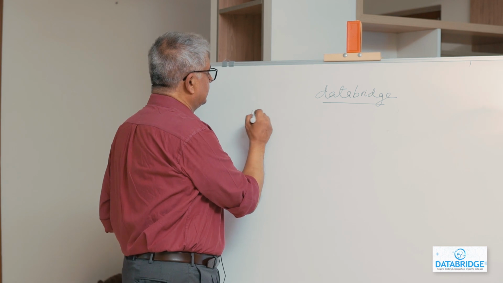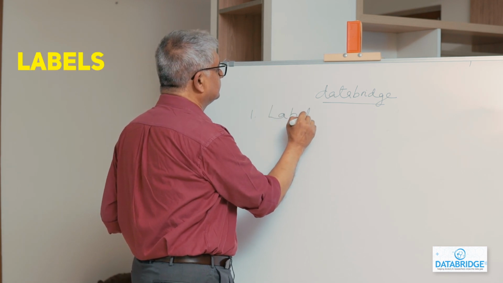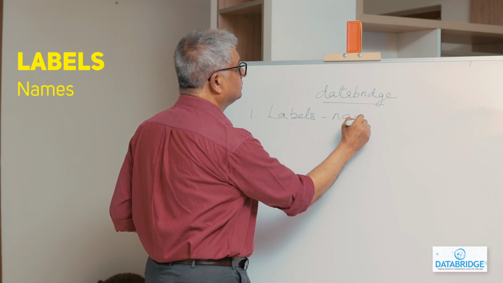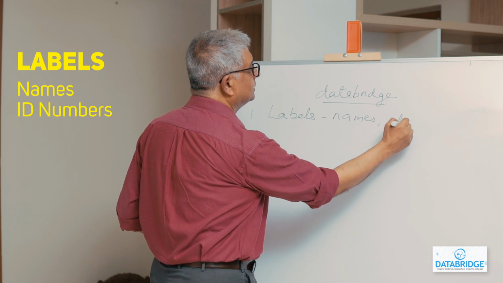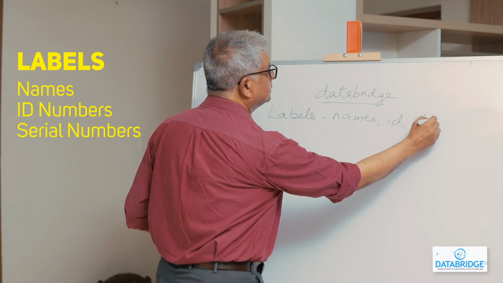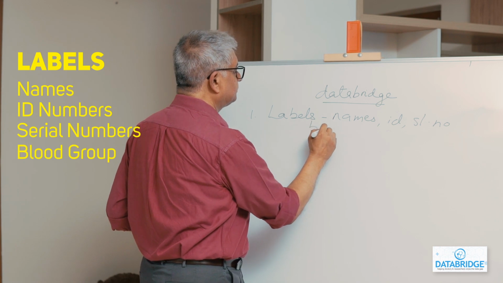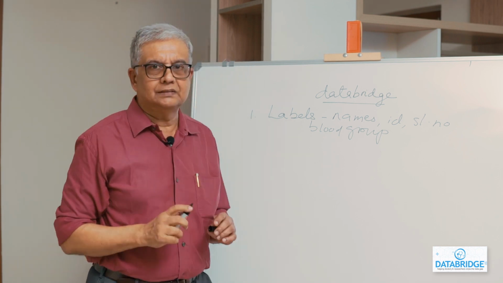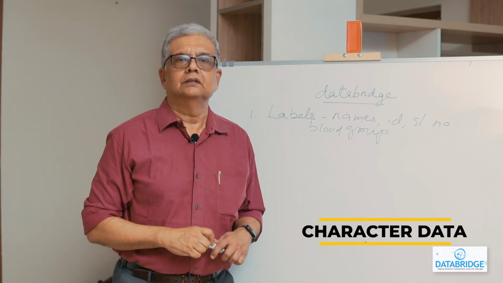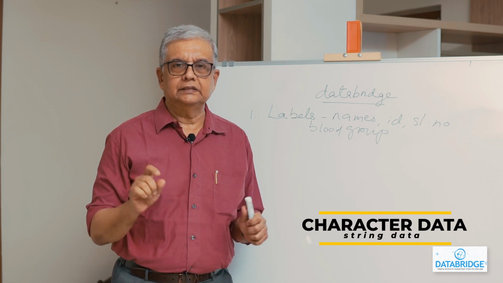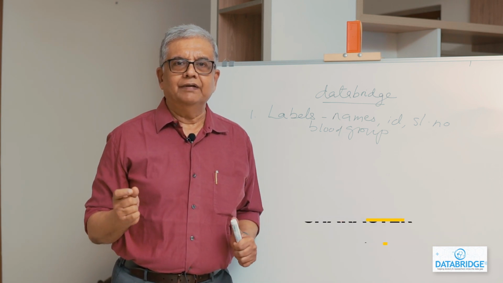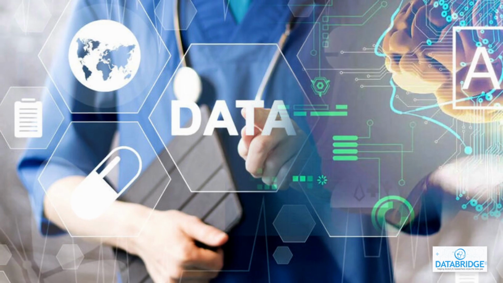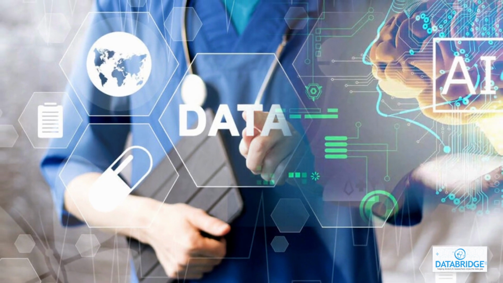First type is labels. These can be names, ID numbers, serial numbers, blood group. All these are labels, so they are called character data or string data, that is, it contains text. Even if a serial number is used as a label, it is not really a number, but it is only a label. So that is something we have to understand.